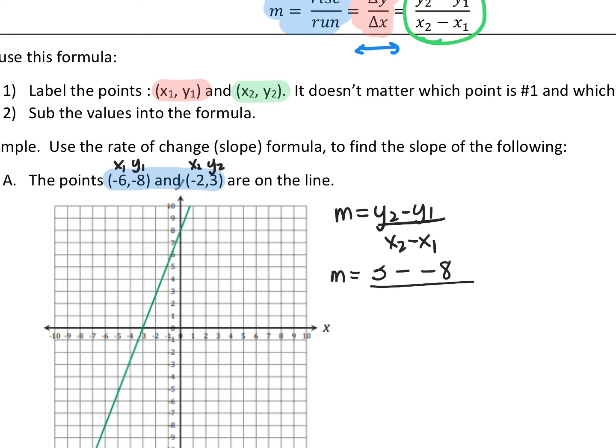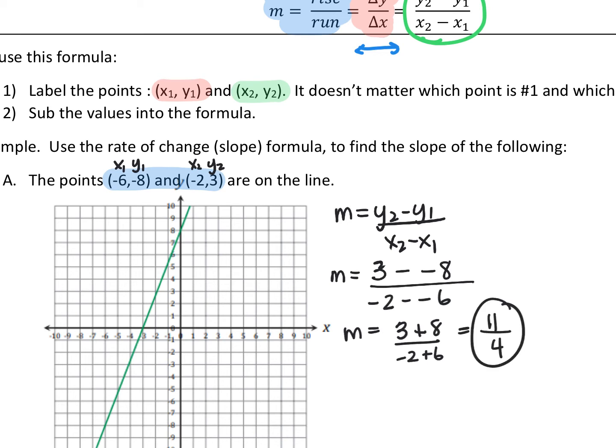Okay, so it's 3 take away -8. And then we want to go to our x2 point. So in my point 2, the x value is -2, take away -6. So you do have to be careful with your signs here. Okay, so you can take your calculator and plug that in, or I know that 2 negatives together make a positive, so this becomes 3 plus 8, and -2 plus 6, so that's going to be 11 over 4. So my slope is 11 over 4, okay?